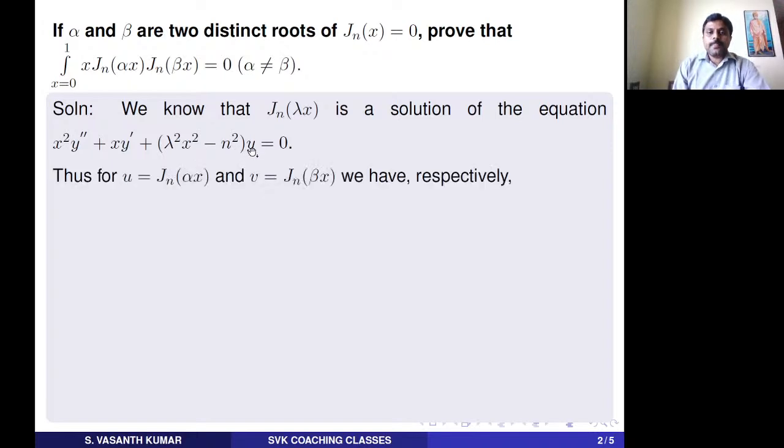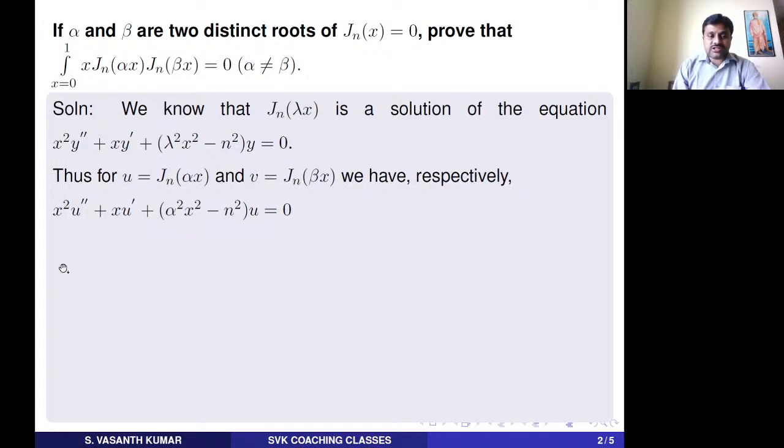After knowing this, I am going to define u as Jn alpha x and v as Jn beta x. We have, respectively, x square u double dash plus x into u dash plus alpha square x square minus n square u equal to 0. In place of lambda I have considered alpha, and instead of y we are taking u. Similarly, you can guess what the differential equation will be for v.